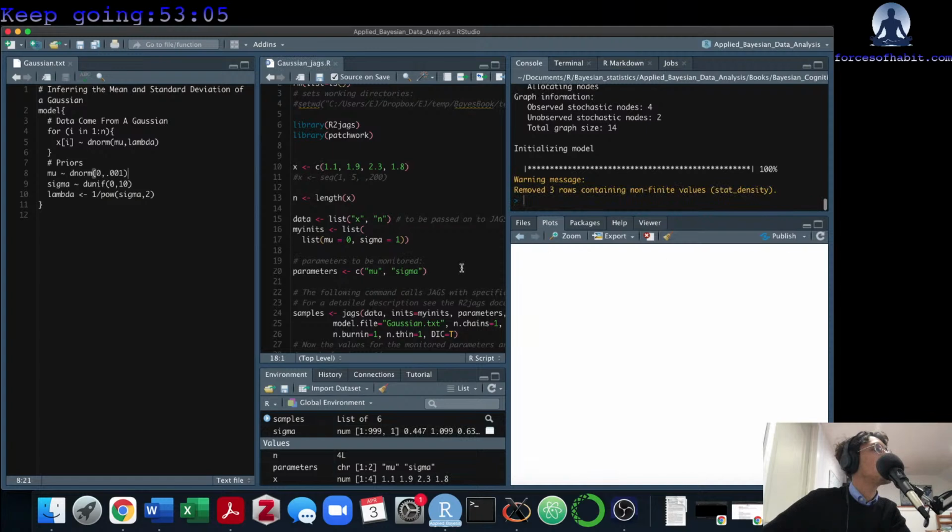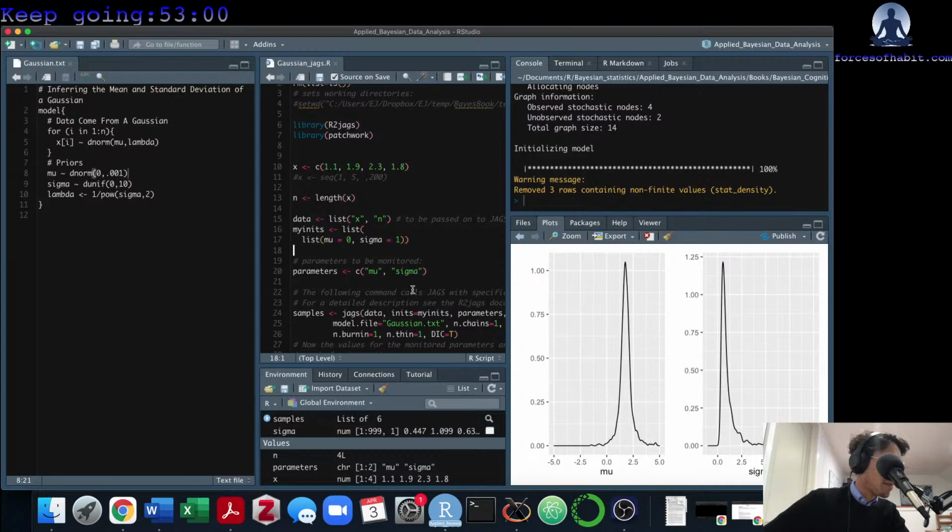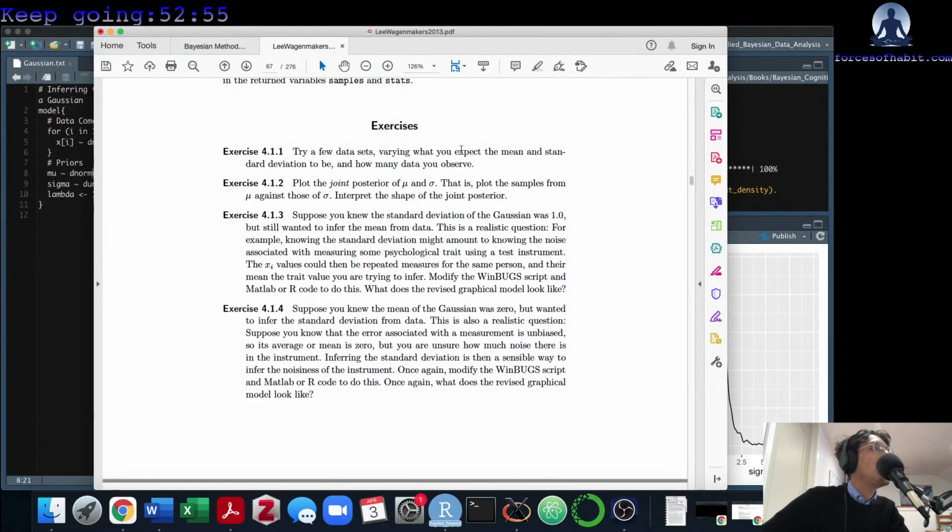So what we saw is how the standard deviation and mean move, and when I increased the data, I also got wider distributions, right?